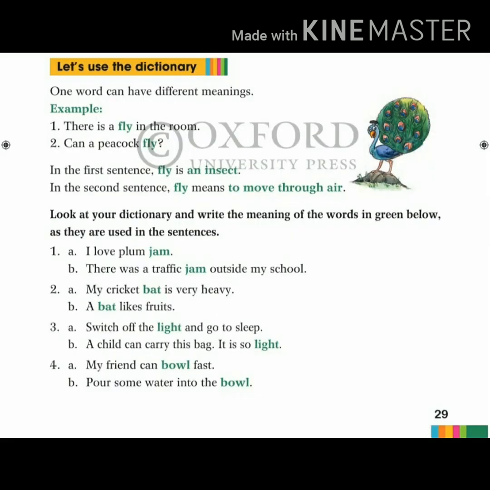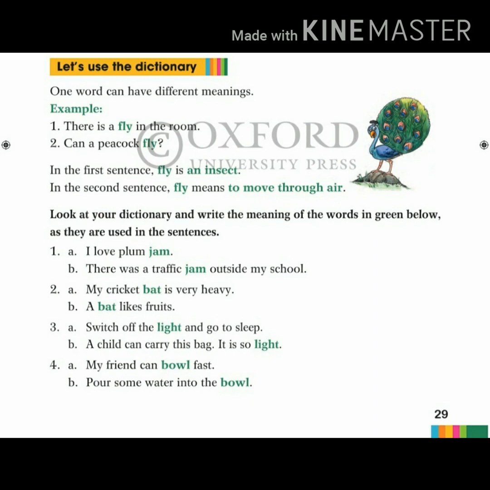Let's use the dictionary. One word can have different meanings. Example, there is a fly in the room. Here fly is an insect. The second example, can a peacock fly? Here fly means move through air. Remember students, a single word has many definitions or meanings. So you have to choose the meaning according to the sense of the particular sentence. Let's see the exercise given in the book.